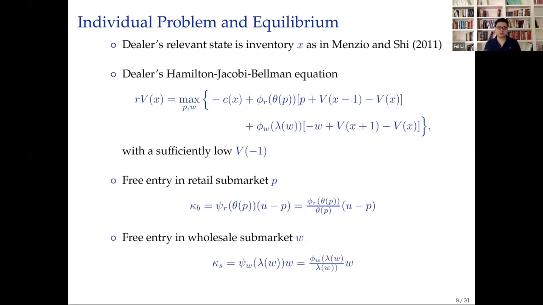So each buyer is going to have zero surplus, which means that the buyer's probability of matching a dealer, multiplied by the surplus, U minus the price, is going to be exactly equal to the search cost kappa B. And in the wholesale market, the seller will have a similar zero profit condition. The expected profit, the expected revenue, will be exactly equal to the search cost kappa S.